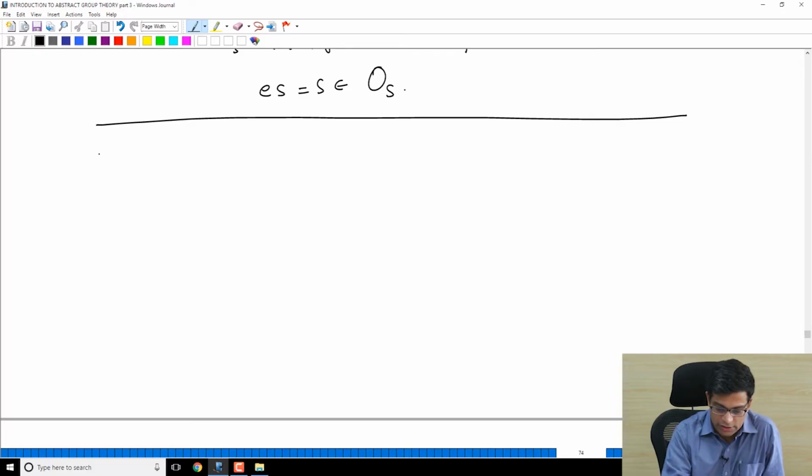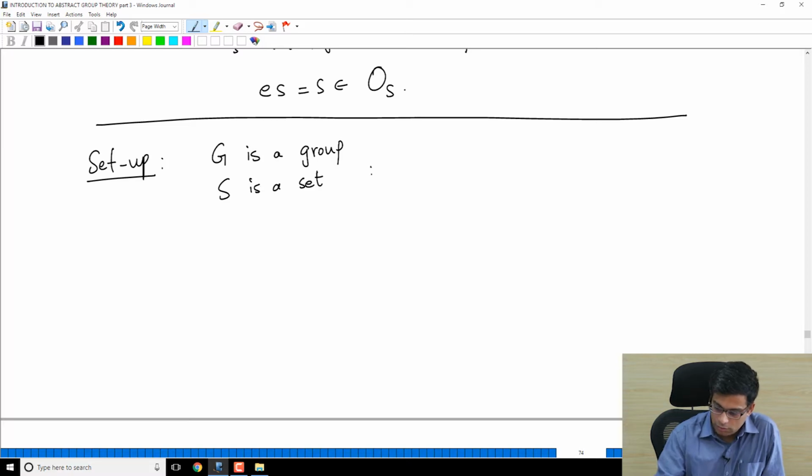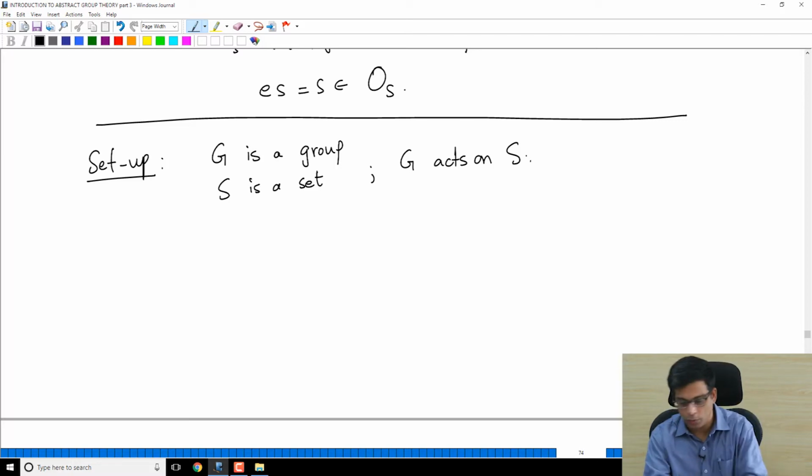And we saw several examples of group actions, and in some of those examples we have seen orbits of specific elements. Okay. So today I am going to start with thinking of orbits as equivalence classes in the following way. So let us say our setup is the following. G is a group, S is a set, G acts on S. This is our setup always, a group acting on a set.